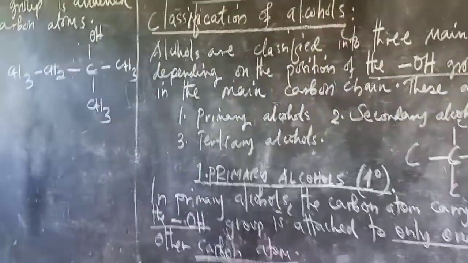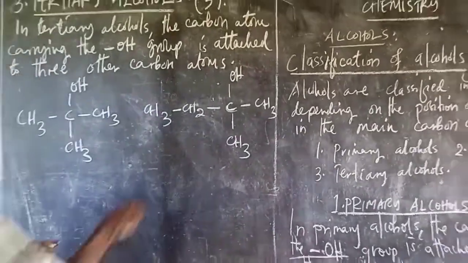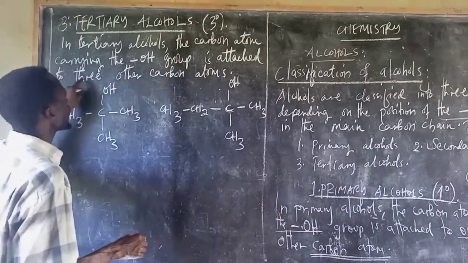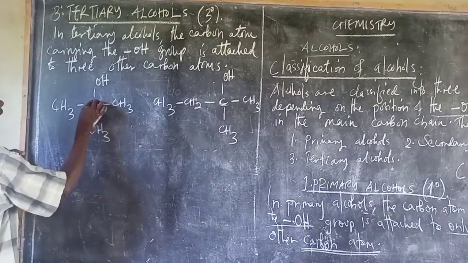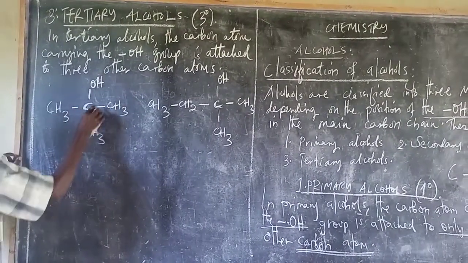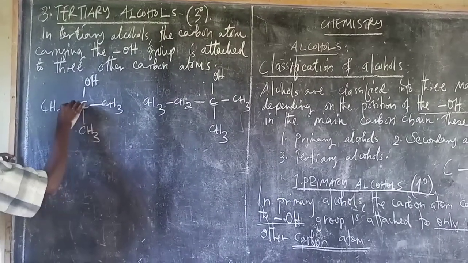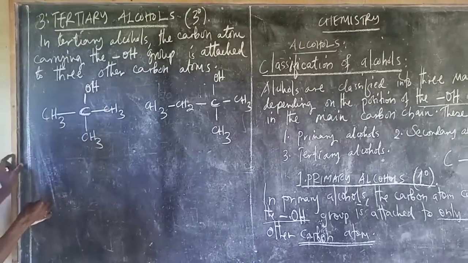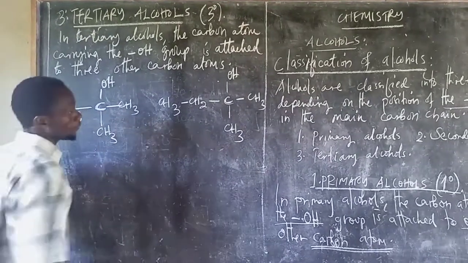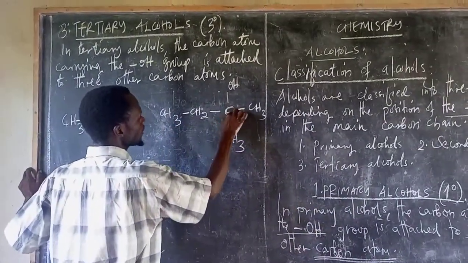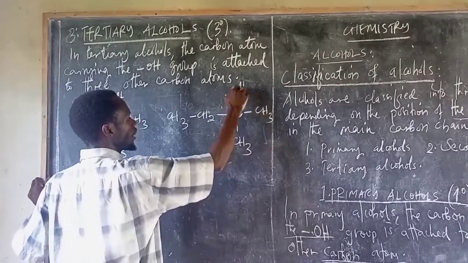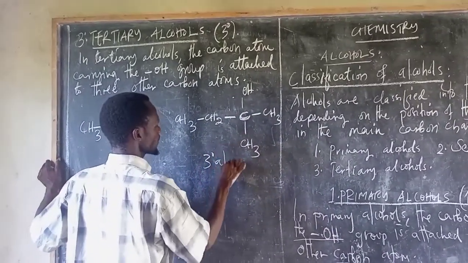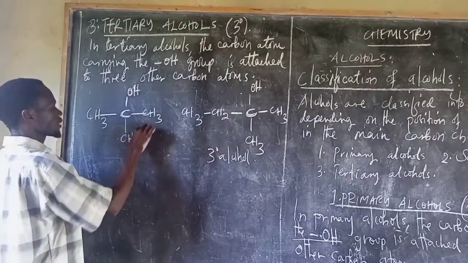And the last classification is called the tertiary alcohol, that is the third degree. In tertiary alcohol, the carbon atom carrying the OH group is attached to three other carbon atoms. You may see, this is the carbon atom that is carrying the OH group. It is attached to the first carbon, the second carbon, and the third carbon. The same applies to this one: 1, 2, 3. Therefore, this carbon that is carrying the OH group is attached to three other carbon atoms, and this is the third degree alcohol, the tertiary alcohol. And also this is what we call a tertiary alcohol.